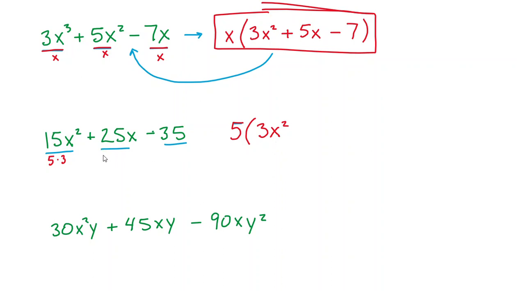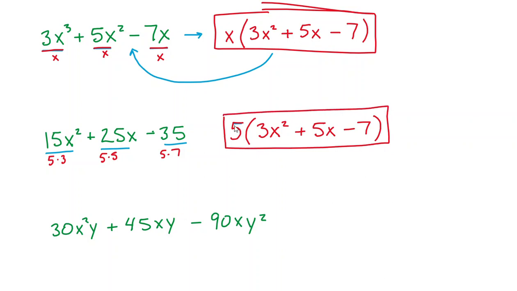And then for the second one, what times 5 is 25? It's 5. So positive 5x. And then for the third one, what times 5 is 35? It's 7, so it would be minus 7. Once again, if we multiply 5 times 3x squared plus 5x minus 7, we would get 15x squared plus 25x minus 35. And so this works.